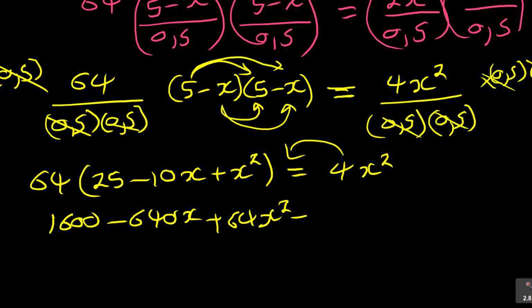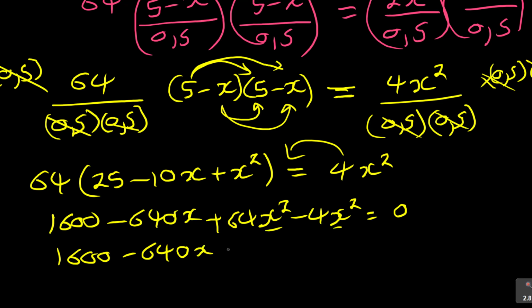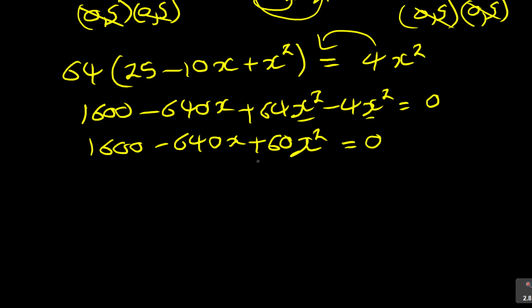Take this to the other side, minus 4x squared equal to 0. Now you can see that it is 1,600 minus 640x, 64 minus 4, x squared, it's 60. It's the same as saying 64 minus 4, it's 60x squared equal to 0. I didn't want to spend time on this, but it's taking time. Now divide by 10, divide by 10, divide by 10. What you do on the left, you do on the right. Why? I'm just trying to get rid of these zeros.